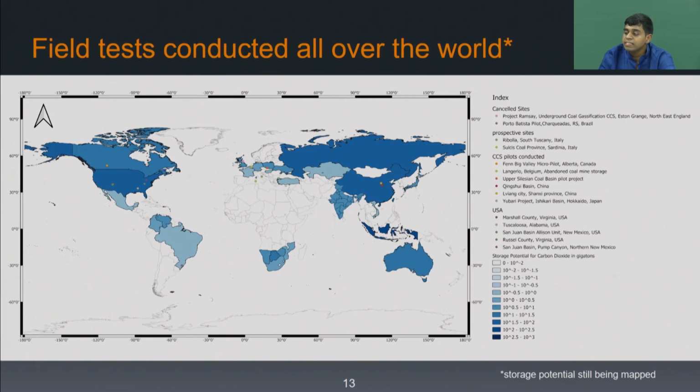These are some of the field tests conducted all over the world. The majority of the field tests have been conducted by USA on their own soil. There has been a field test conducted in Canada. Most of these field tests have been conducted on deep unmineable coal seams. Only one field test has been done on abandoned coal mine storage of CO2, and that is in Langerlo in Belgium. Several field tests also have been done in China. 2 have been done, and one has also been done in Japan. In this map, there is also the storage potential of CO2 in deep unmineable coal seams and abandoned coal sites.